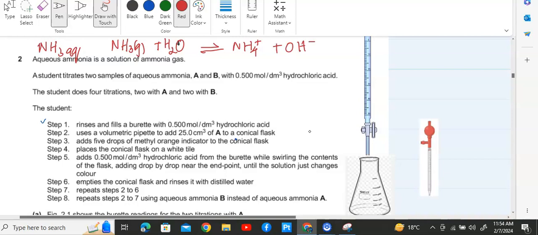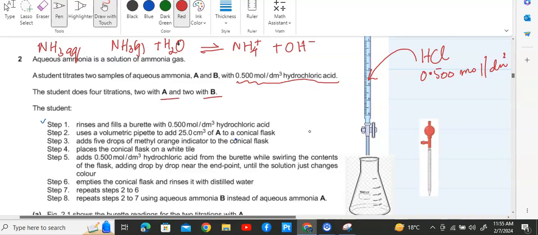So a student titrates two samples of aqueous ammonia, A and B, with 0.50 mole per dm cube of HCl. With A and B the student does four titrations, two with A and two with B. So you have to be very clear that you have to fill your burette with HCl, whose concentration is 0.500 mole per dm cube. It is already given to you. Now, they described 6 steps here.